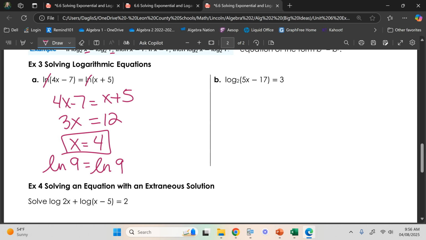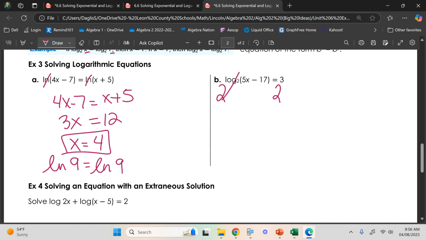Part B. I have log base 2 of 5x minus 17 equals 3. Do I have a log equal a log? Nope, I don't. I have just one log by itself on the other side, okay? So what can I bring in to cancel out that log? It's matching base, okay? What is the base of that log? 2. So we're going to bring in a base of 2 to both sides, okay? Like this. So this is 2 raised to log 2 5x minus 17 equals 2 raised to 3.